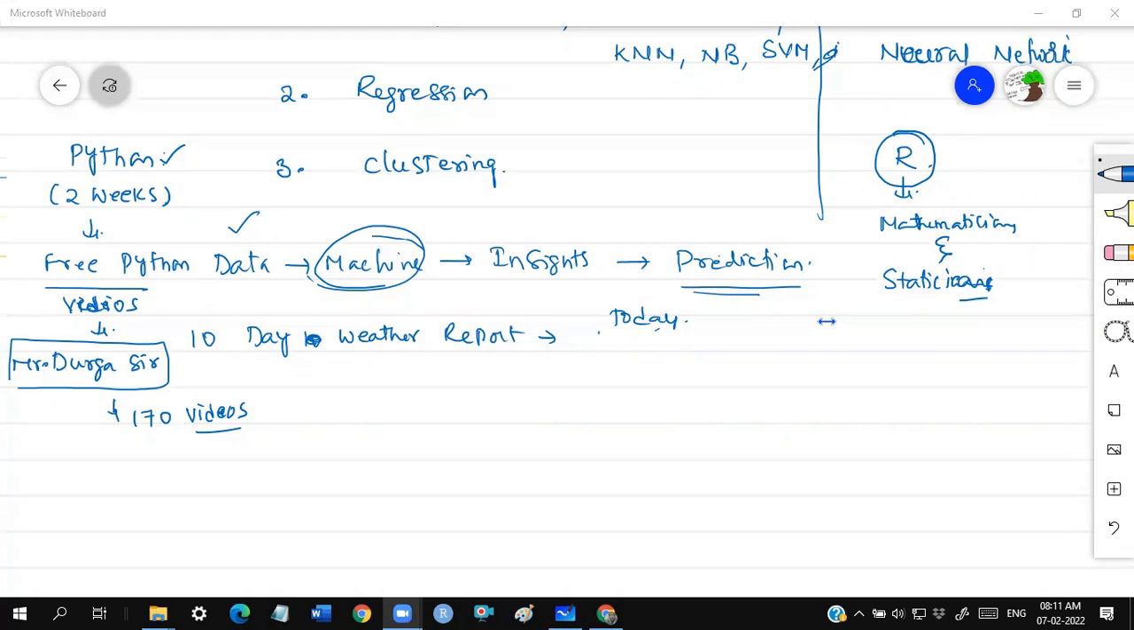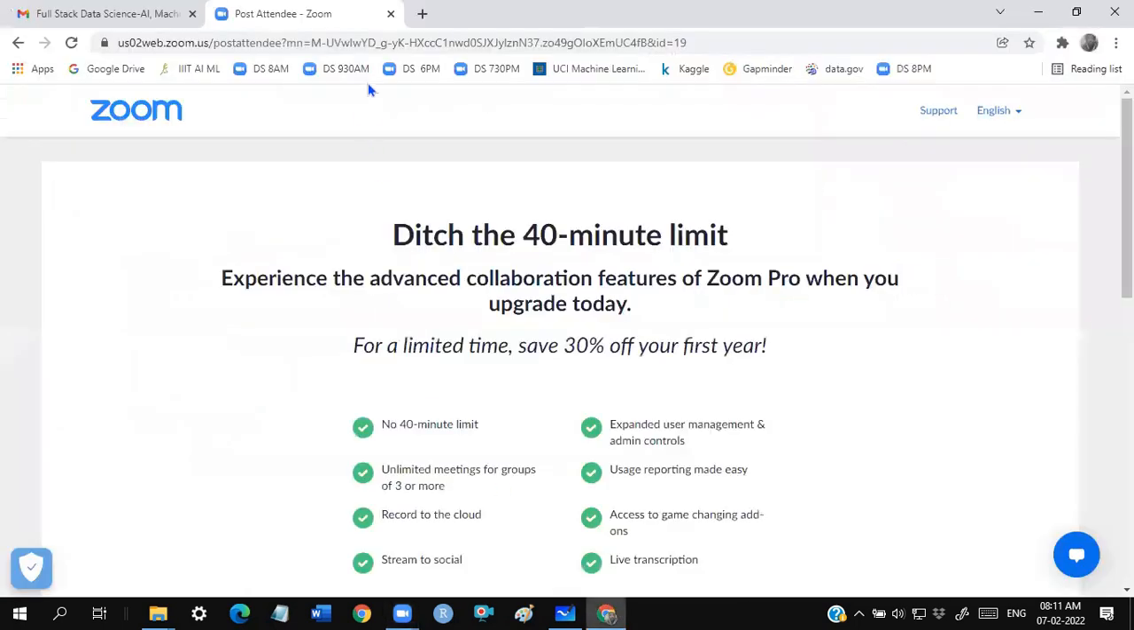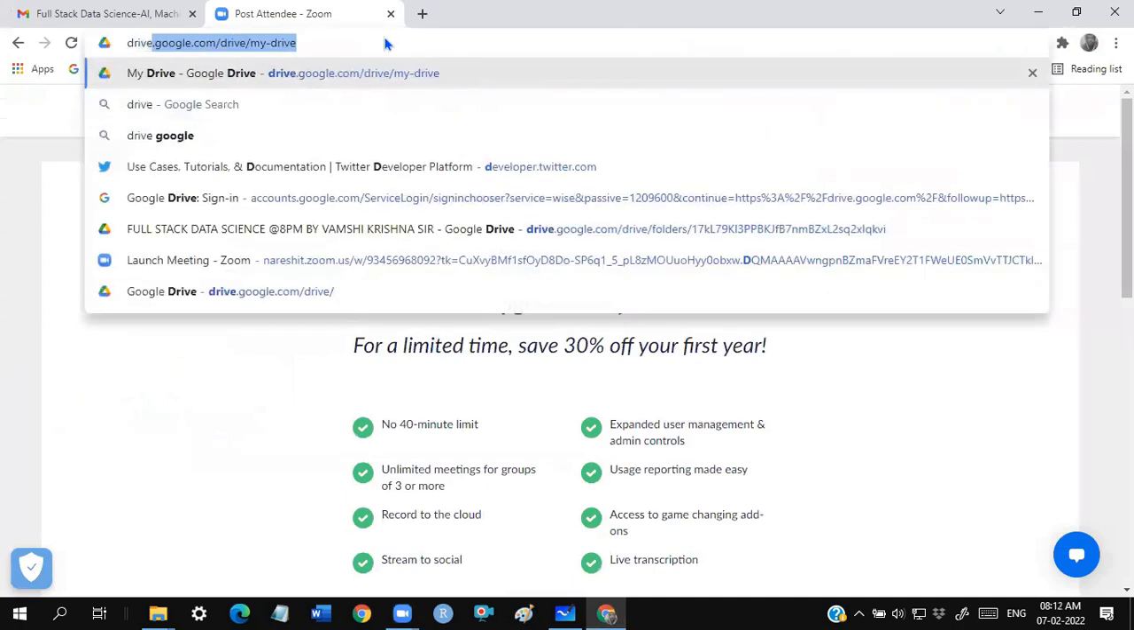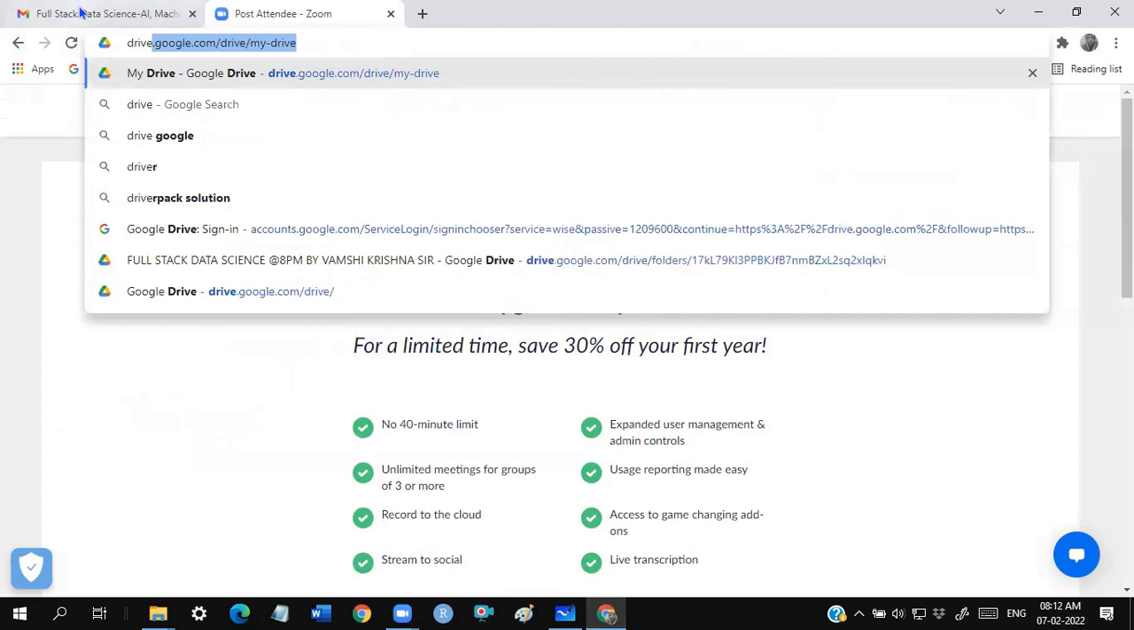How will the screen recordings be shared? Yes, all the sessions are getting recorded, guys. They will be shared with you through Google Drive. It is completely through Google Drive. If you want, I'll show you the drive access. Just let me show you the drive.